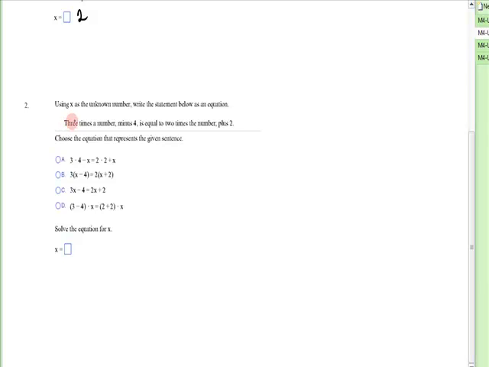It says 3 times a number minus 4 is equal to, okay, 2 times the number plus 2. All right, left side. 3 times a number, 3x, minus 4, subtract 4, equal to 2 times the number, that's 2x, plus 2, plus 2. This is direct translation. All right, I'm looking. I believe that I see it as choice C.